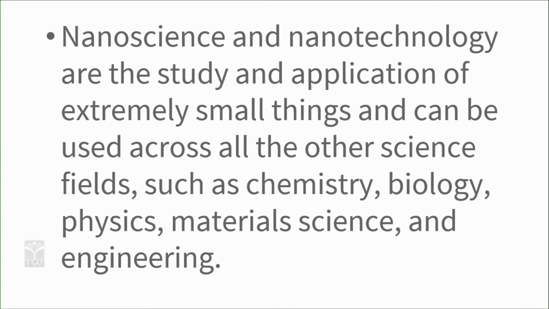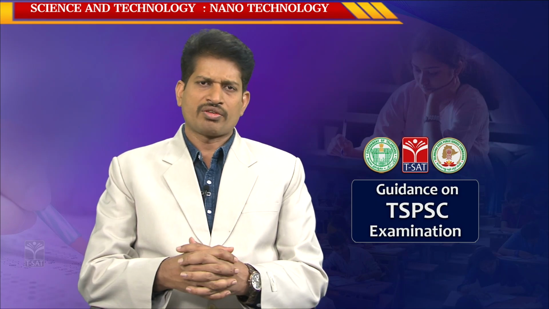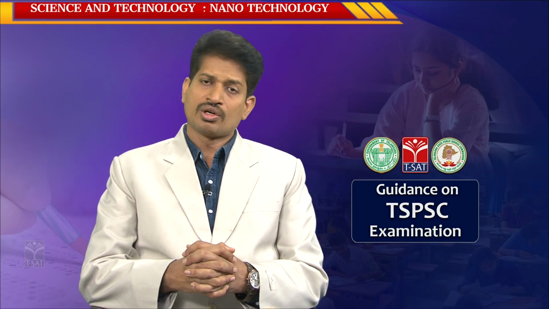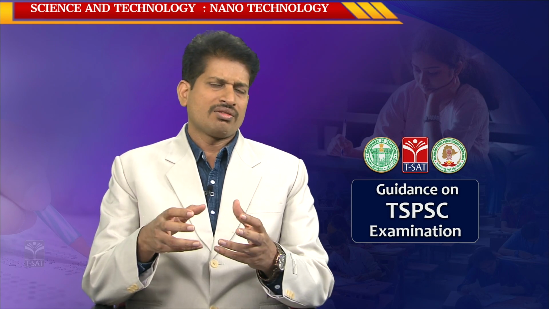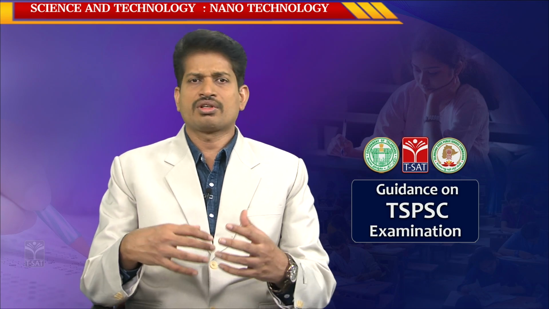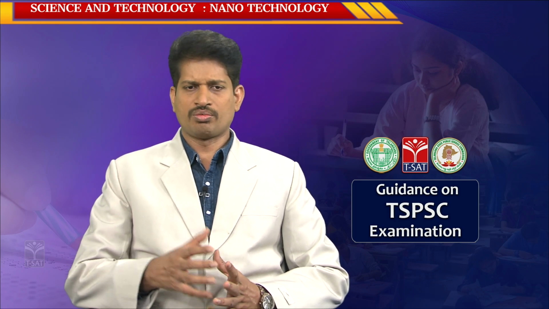Nanoscience and nanotechnology are the study and applications of extremely small things and can be used across other science fields such as chemistry, biology, physics, material science and engineering. In chemistry, controlling different kinds of chemicals can be used in areas like fuels, chemicals, and pharmaceuticals. In biology, we are able to view the microscopic level of cells and the way cells function, which can help in controlling physiology for better treatment.